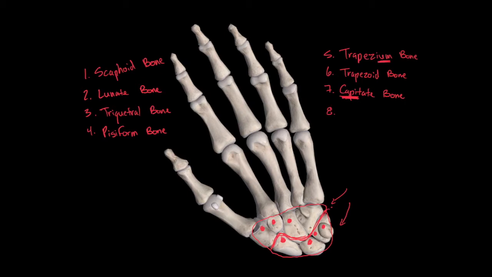And lastly, we have the hamate bone. Now the hamate bone is the only carpal bone that we need to know that has a landmark. And you can see, this is the hamate bone right here. You see it has a little projection right here, and it's like a little hook. This is going to be called the hamulus of the hamate bone. Awesome. And those are all of the carpal bones.